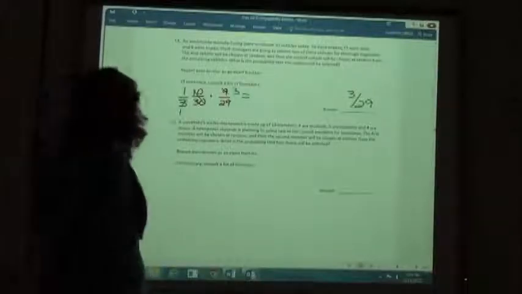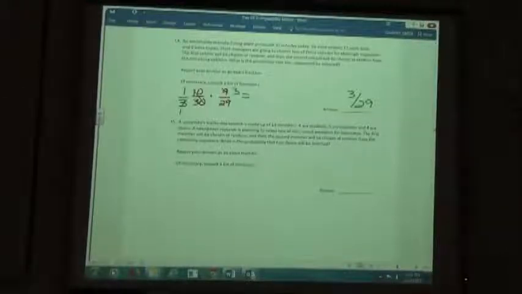Number 15, a university's leadership council is made up of 13 members. 4 are students, 5 are teachers, and 4 are deans. The newspaper reporter is planning to select 2 council members for interviews. The first member will be chosen at random. The second one will be chosen from the remaining members. What is the probability that 2 deans will be selected?